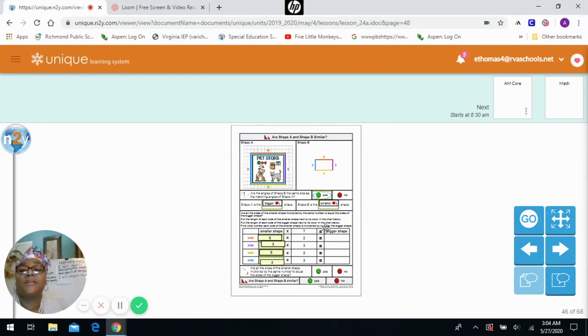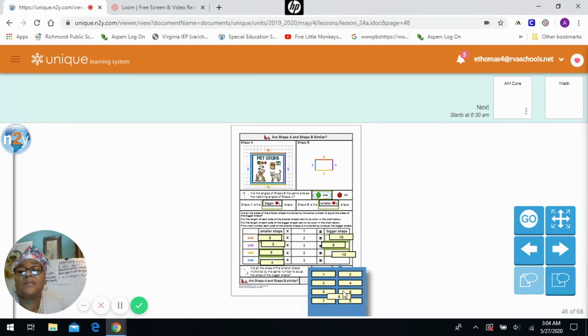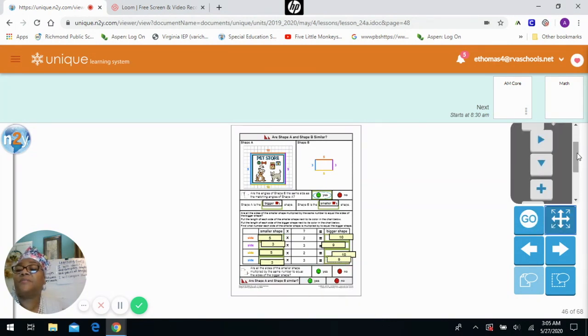So the orange side is 10. Let's put that in there. Good. And the purple side for the bigger one is what? What is that one? 9. And the yellow side is 10. And the blue side is 9. All righty, very good.